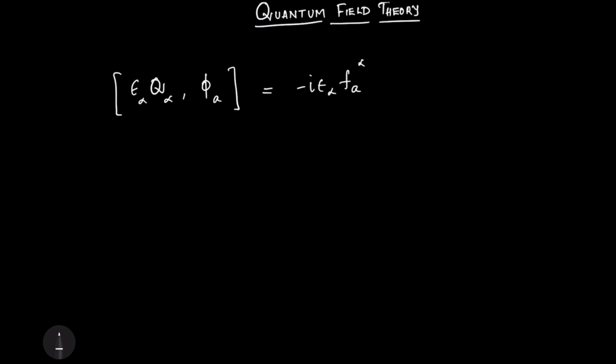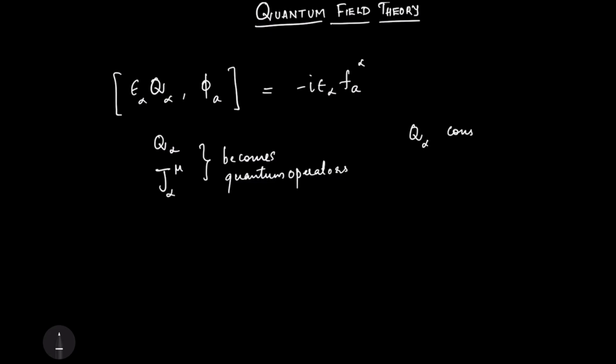So at the quantum level, the charge Q and the current density j mu alpha will become quantum operators. Since Q alpha is a conserved quantity, it is a time independent operator. Q is conserved because it corresponds to some symmetry, right? Therefore Q will be a time independent operator.